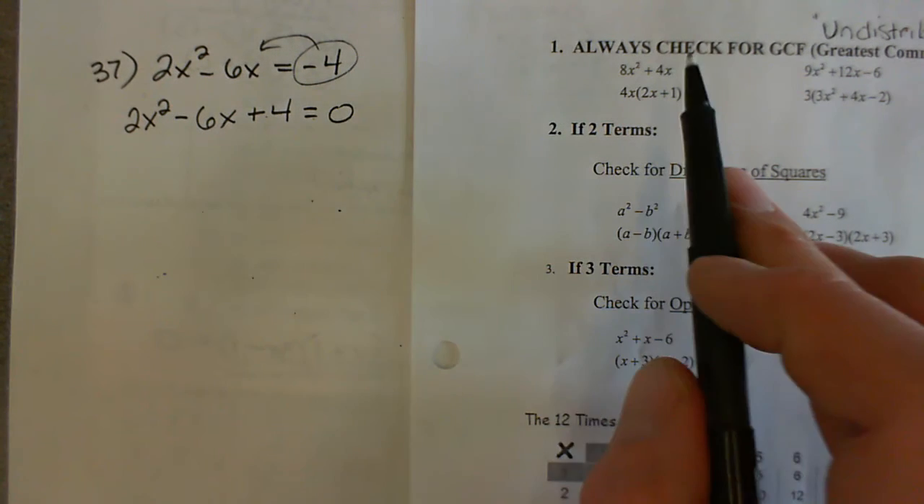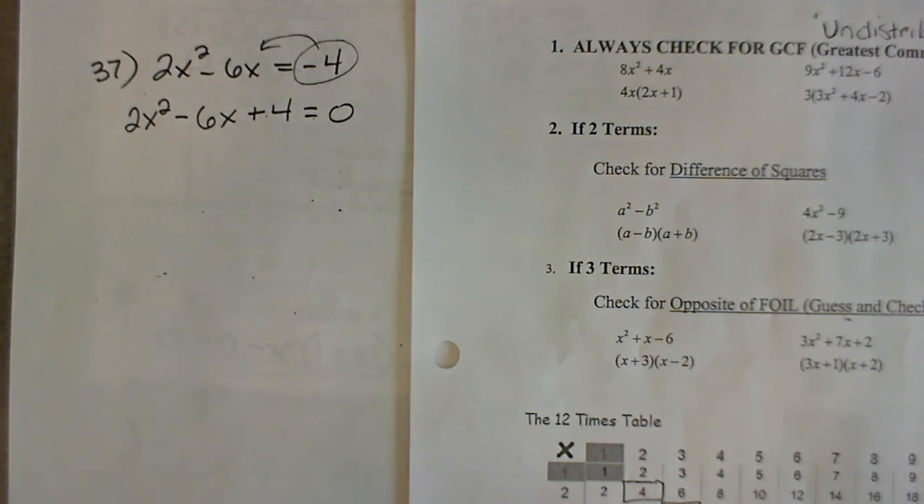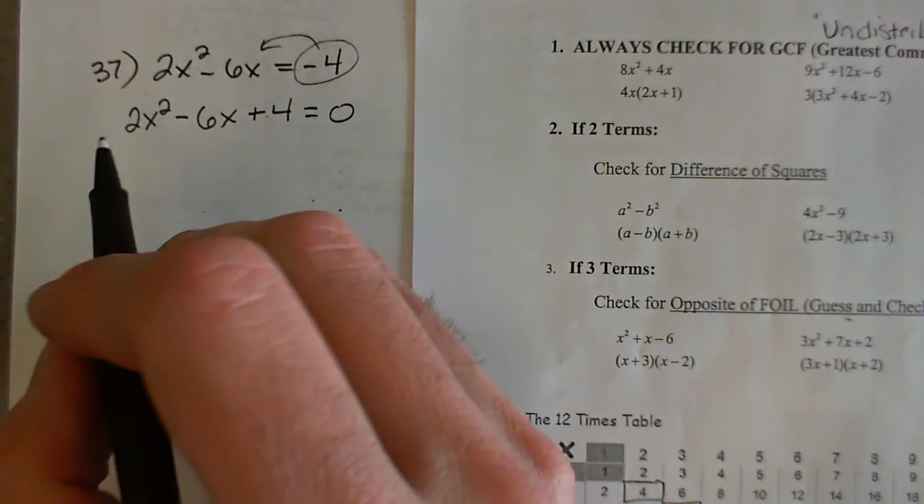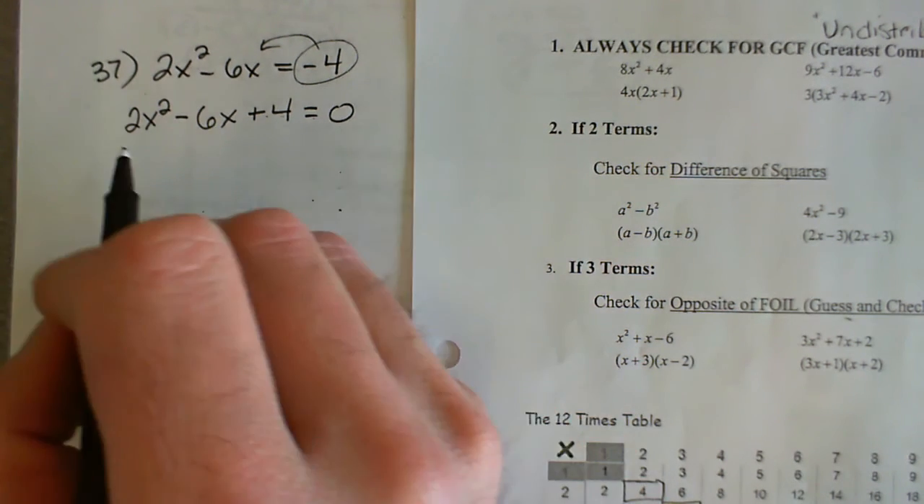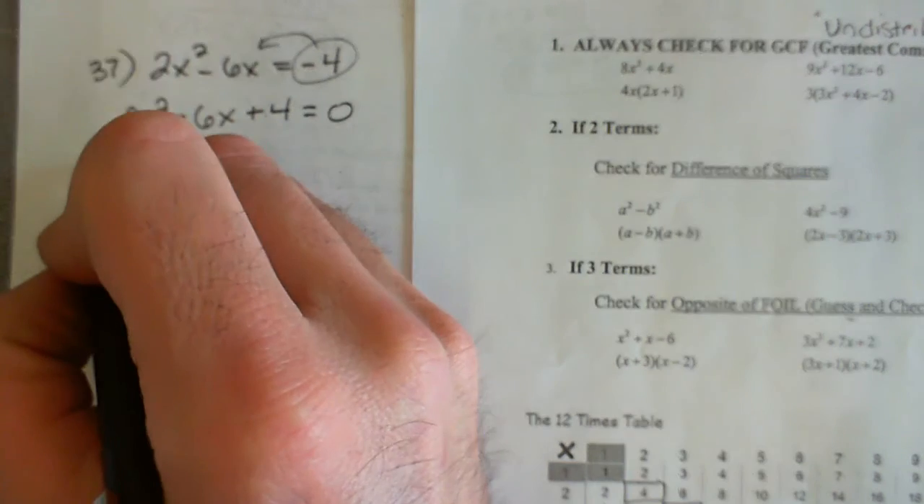Okay. Check for greatest common factor first. Well, we've got a 2, a 6, and a 4. Do they have a number in common? Yes, they do. Okay. Now, you don't have to take out the common factor, but it's going to make the factoring much easier. So, if we take out the common factor, they're all even, so the common factor is 2.